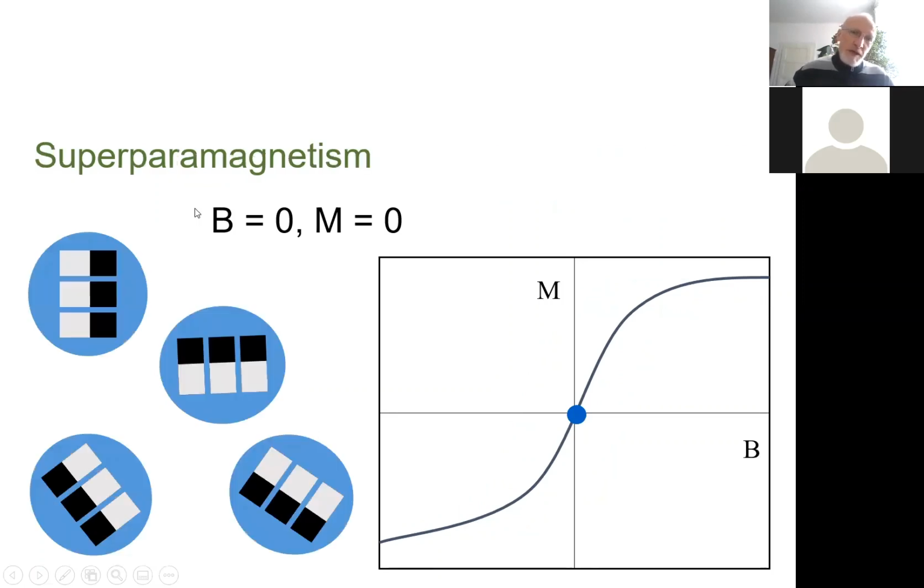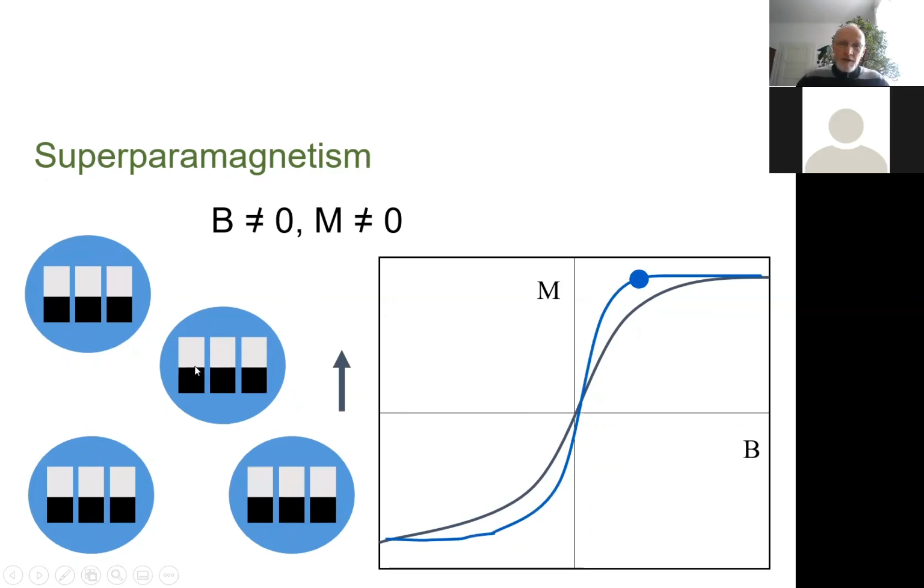So superparamagnetism combines both these effects. You can imagine that they consist of ferromagnetic crystals or particles, but they are very small so that the whole particle can rotate. So in the magnetic field, whole particles are oriented in the direction of the magnetic field, which of course means that the response to the magnetic field is very steep.